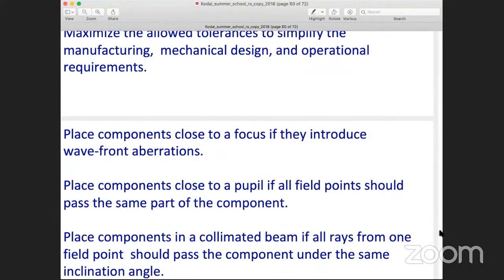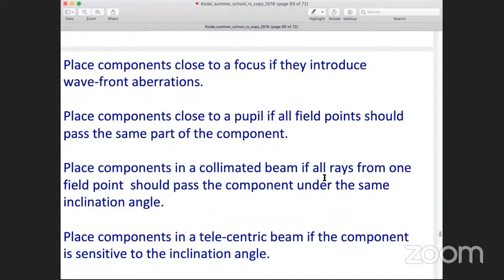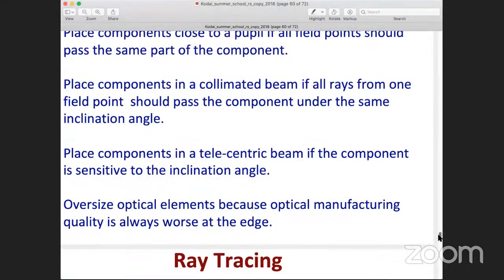And if a particular optical component is introducing aberration, it is better to put it close to the focus so that the aberration effects are minimized. Also place the component close to the pupil if all the field points should pass through the same part of the component. These are certain principles for when we should use one. Now, place a component in a collimated beam if all rays from one field point should pass through the component under the same angle of incidence. And finally, always oversize the optical elements, because optical manufacturing quality is always worse at the edge.